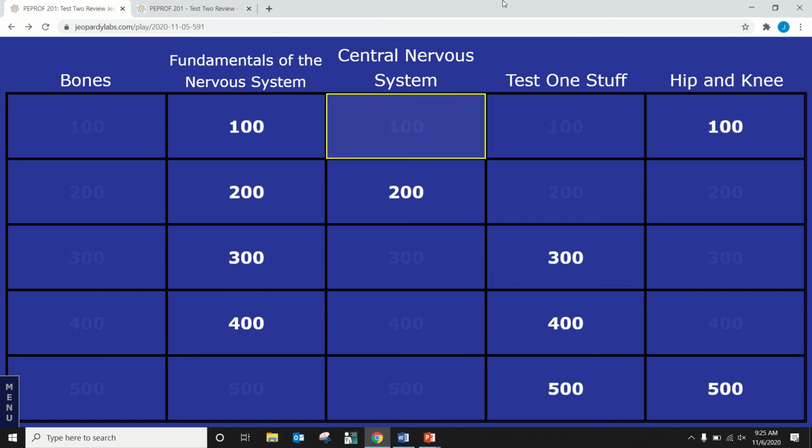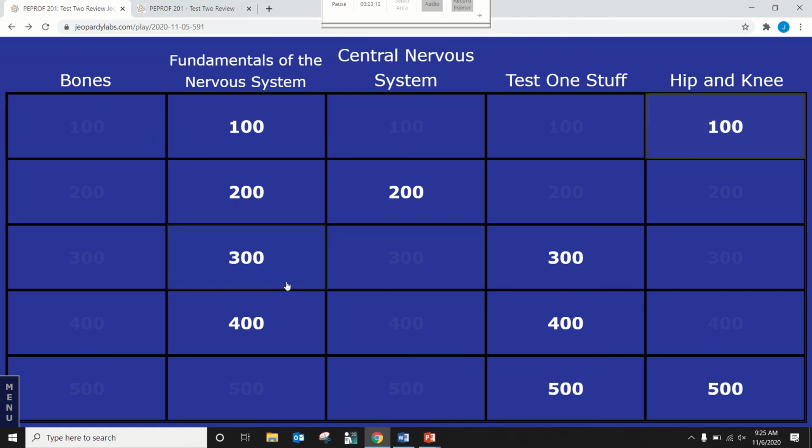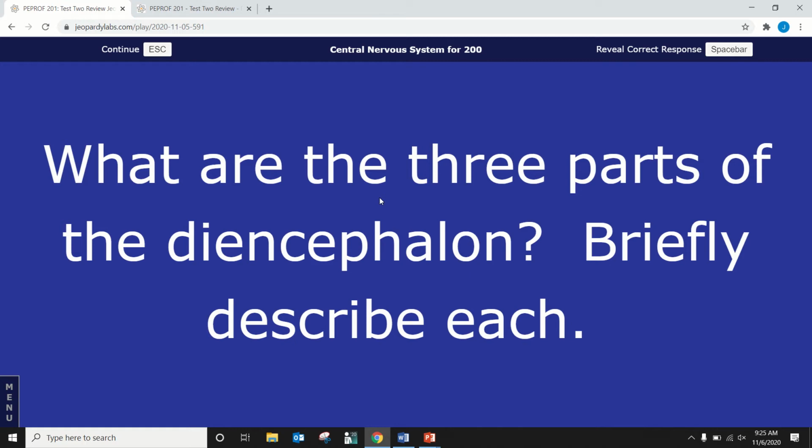All right, to Jack. What are the three parts of the diencephalon, and briefly describe each?